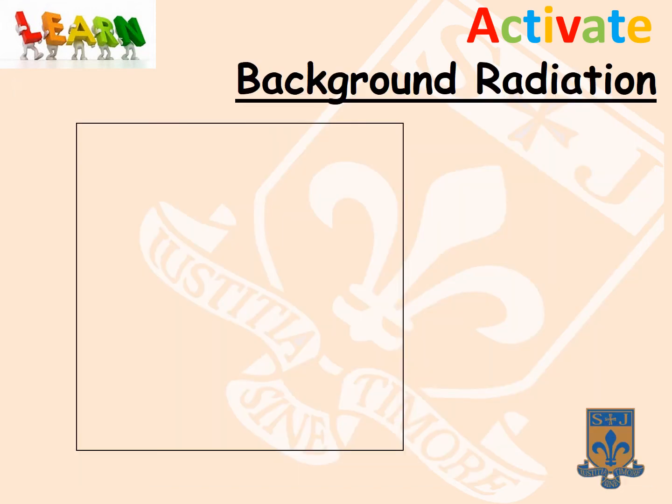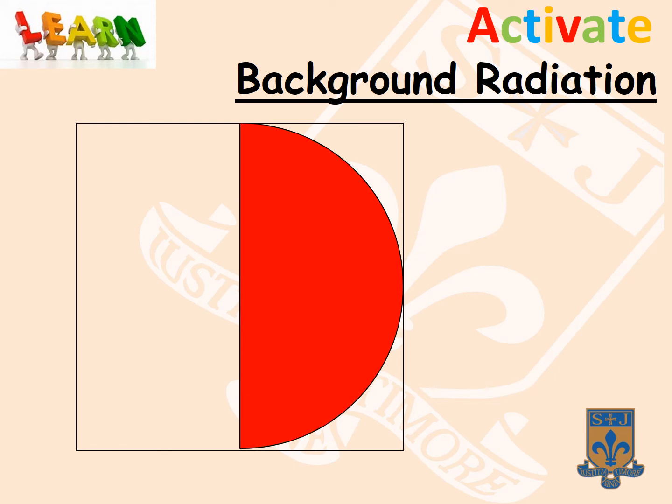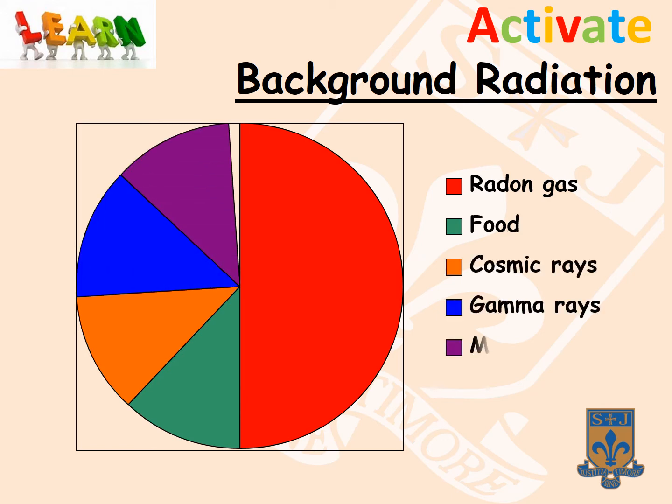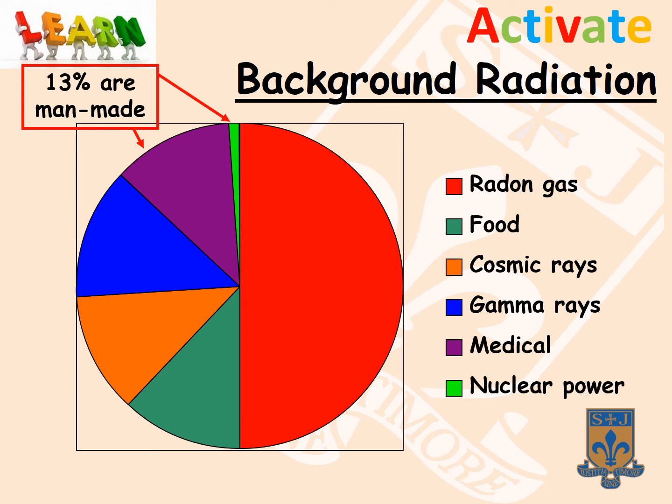When we look at background radiation, we can break it down into the sources to see how much we are exposed to from lots of different places. 50%, half our exposure, comes from something called radon gas, which we'll look at in a little minute. We then have 4 similar size areas, which are food, cosmic rays, gamma rays, and medical sources, and they contribute to almost the additional 50%. The final slice comes from nuclear power, so you can see that there is only a small proportion of radiation that we are exposed to that comes from man-made materials.